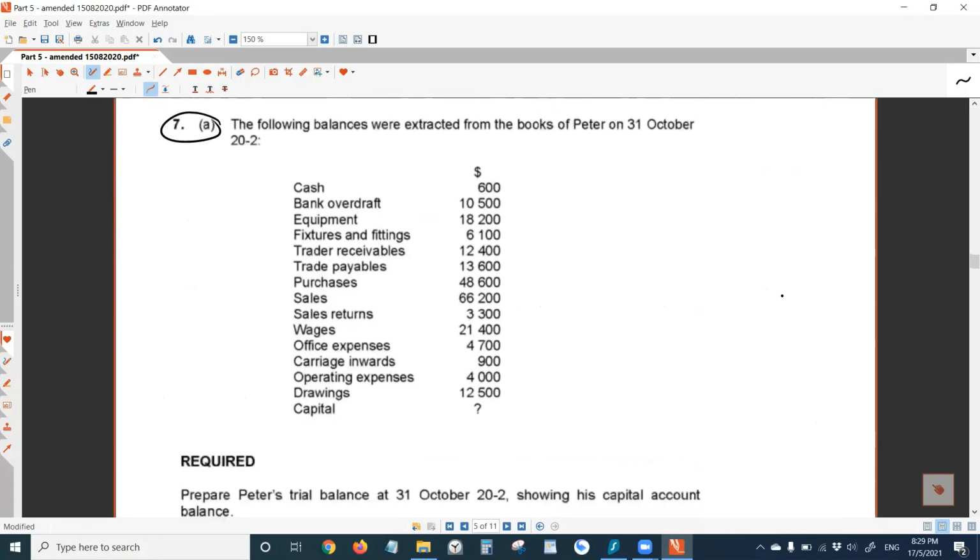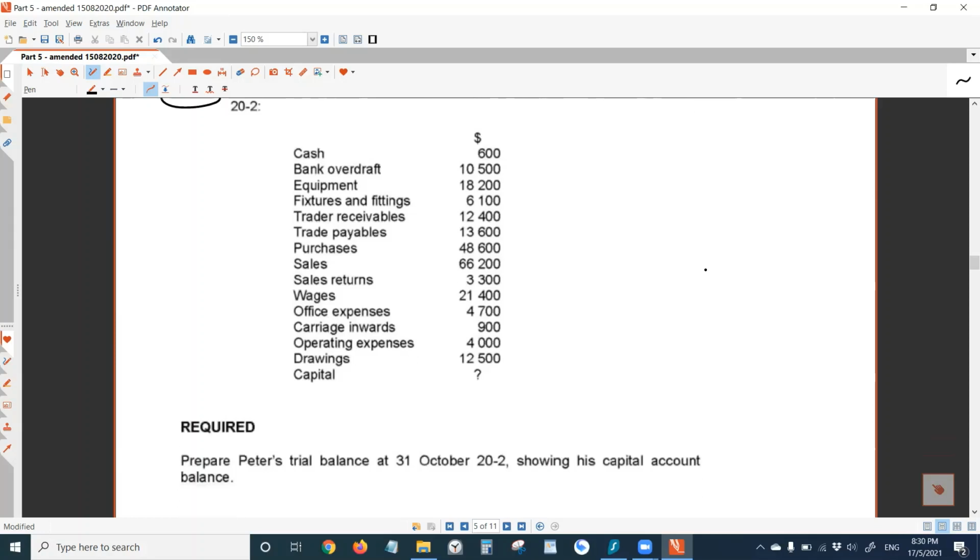What if the question instead gives you a list of items, and the challenge to you would be to decide whether an amount should go to the debit column or the credit column? Now I'm going to help you in deciding whether an amount should go to the debit column or the credit column in the trial balance.